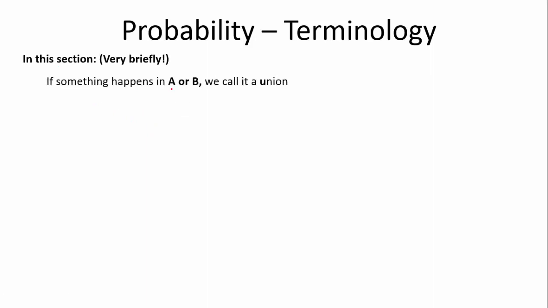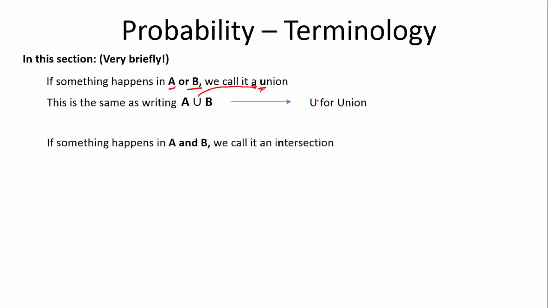Okay, now I want to just go over this section. If something happens in A or B, we call it a union. I've highlighted this U here. A or B, we call it a union. This is the same as writing A, and then this upside down curve, which looks like a capital U without the line going down the side. So we write that A union B, and the easy way to remember this is the U for union. So just remember that U is union, that easy. I just want to show you this. This is all I want you to learn in this part of this video.